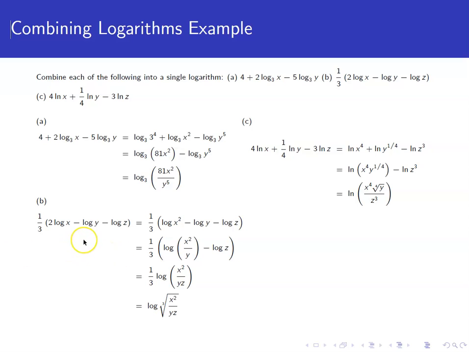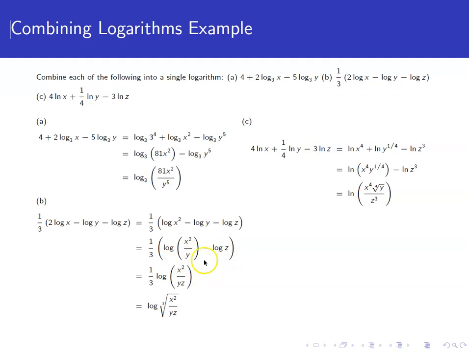The second one's asking us to combine 1/3 times the quantity 2 log x minus log y minus z. First thing we'll do here is take this coefficient that's out in front of the log x, move it up as an exponent, so we get 1/3 the quantity log of x squared minus log y minus log z. Looking at the first two expressions now, they're subtracted, so that means I can rewrite it as a quotient. So I get log of x squared over y on the inside.